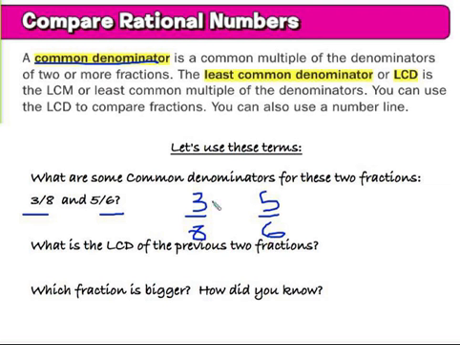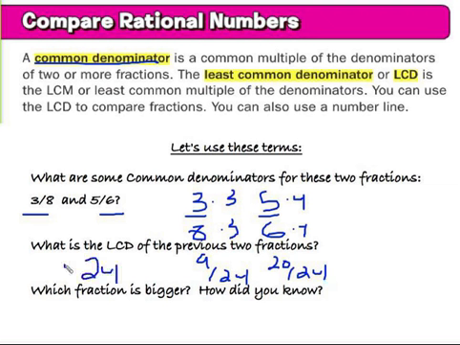So I could actually multiply this one by 3 and this one by 4, giving me, and I'm going to write straight down, 9/24 for the first fraction, and 20/24 for the second fraction. So the LCD of these two fractions is 24, and I know the fraction that is bigger is actually 5/6, and I know that because 9 is less than 20.